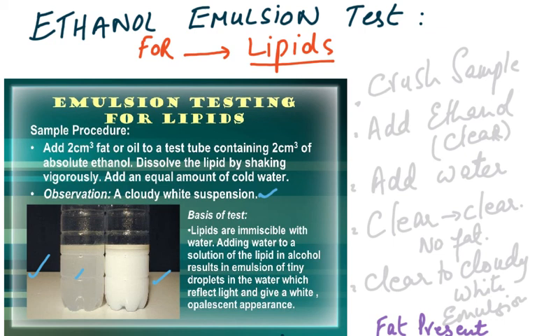Now the basis of the test is that lipids are immiscible with water. Adding water to a solution of the lipid in alcohol results in an emulsion of tiny droplets in the water, which reflect light and give a white opalescent appearance. So this is the basis of it. Why does it become cloudy white? This is the main reason you've got to understand: fat will dissolve in the ethanol, but when you add water, the lipid forms these tiny droplets in the water.